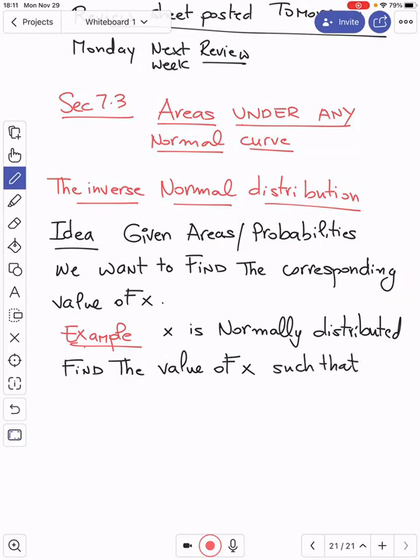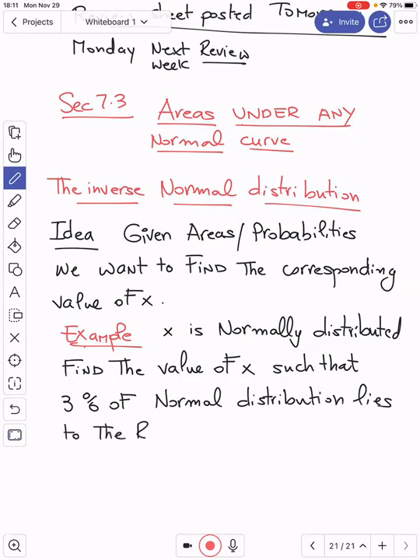I think the example we discussed last week is 3%, right? Such that 3% of the normal distribution lies to the right of x. Right, so the mean of this normal distribution is, I think, 40, and the standard deviation sigma is 5.